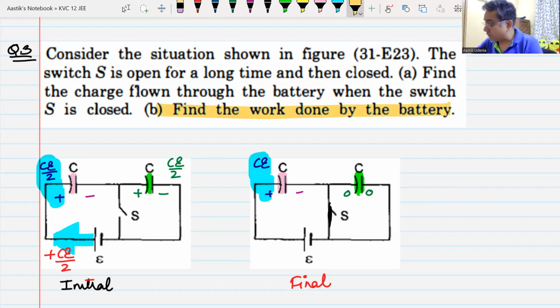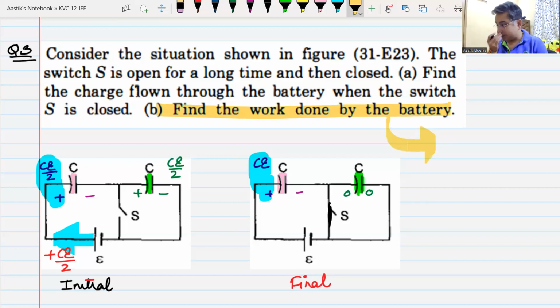Now, what is the next part of the question? What is the work done by the battery? Now you know the charge flown through the battery. Will the work done by the battery be positive or negative? Positive, because it is flowing in the direction of discharging. Well done. How much is that work done?